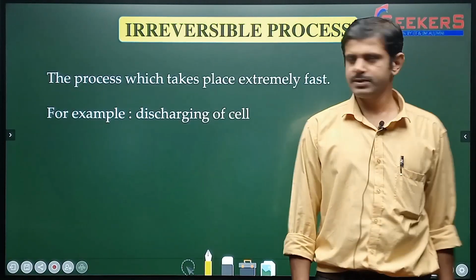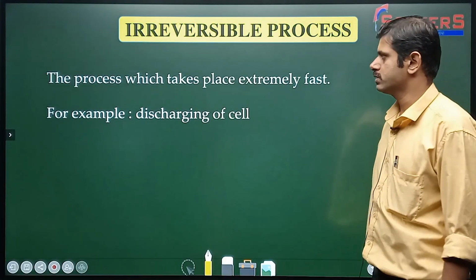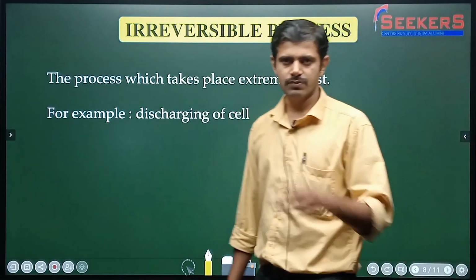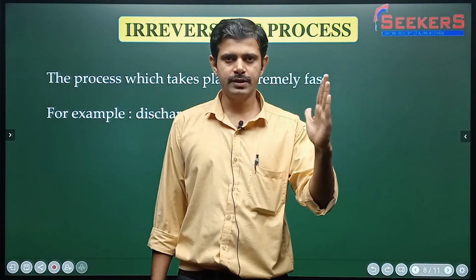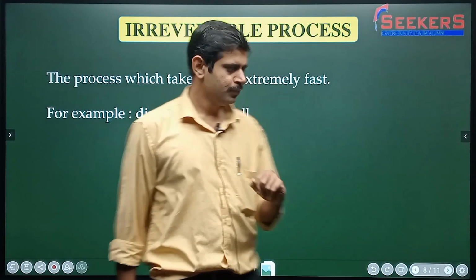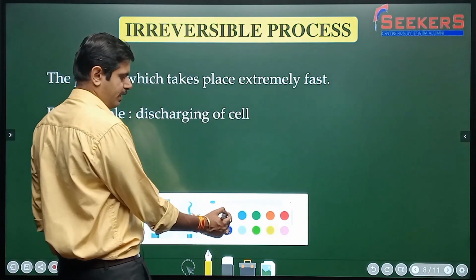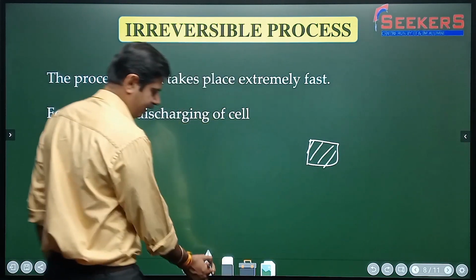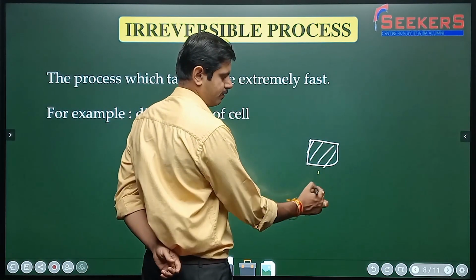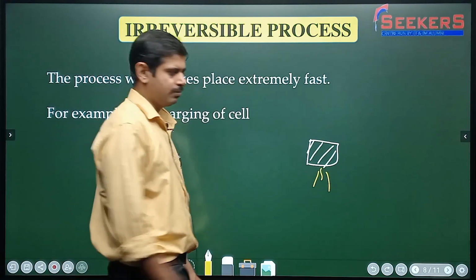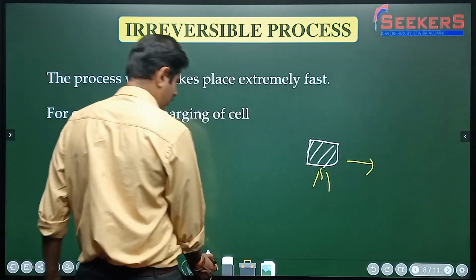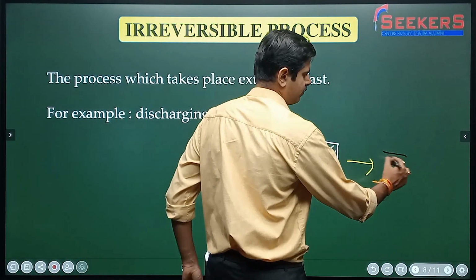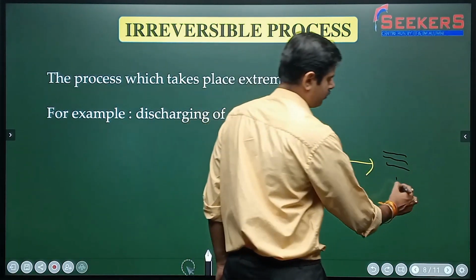Now what happens in the next process? Irreversible process. The process which takes place extremely fast. Irreversible means once that process is done, it cannot be reversed. For example, you take one paper and start burning it. After 1 minute, what will happen? It will form ash over here.